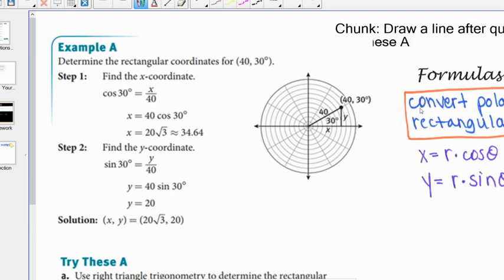So the big thing here is converting polars to rectangulars. The x value is found by taking your radius times your cosine value. The y value is found by taking the radius times your sine value, your r value times sine.